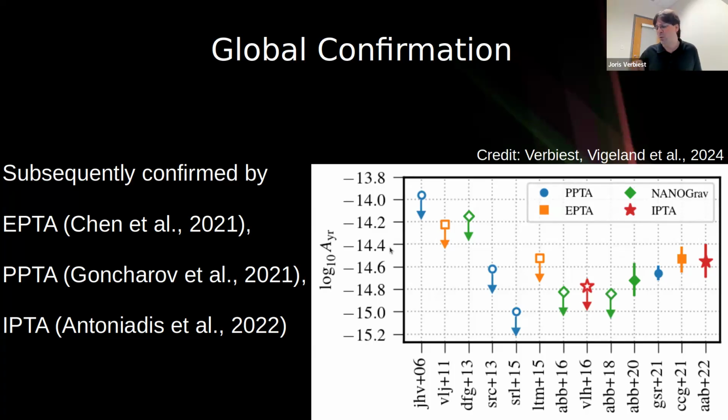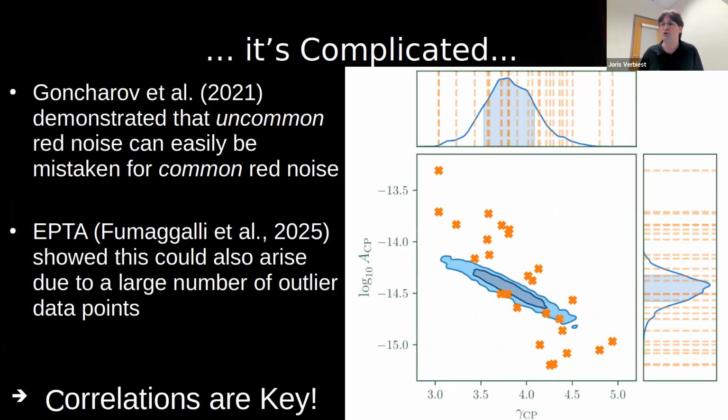Now, once everyone had come out with their common red noise, the next question really became, is this real? Can this really be a common signal like a gravitational wave background, or is there another possible reason? Is there something else that could have caused us to get this result, even though there wasn't necessarily a gravitational wave? And so two main studies were done there that came with very interesting results.